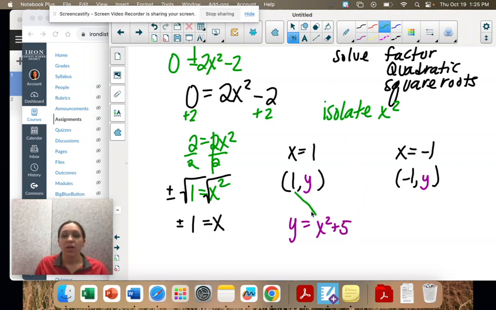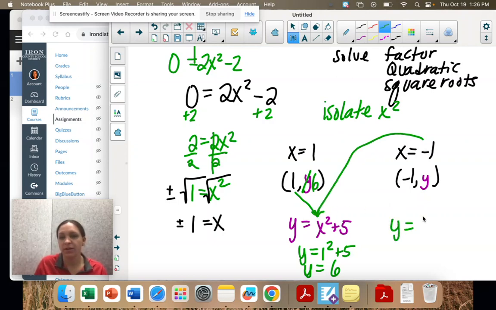Okay, we're going to put 1 in for x. 1 squared plus 5 is 6. So that's 6. And then we're going to put negative 1 in. Negative 1 squared is also positive 1, which is 6. So we have 2 answers here, 1 and 6, and negative 1 and 6.